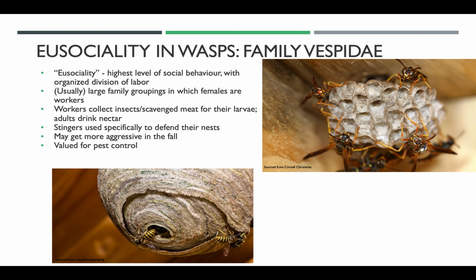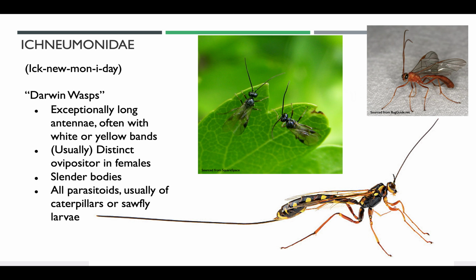Okay, awesome. The next family of wasps I'd like to cover is Ichneumonidae. These are ichneumoniid wasps or ichneumon wasps, also known as Darwin wasps.